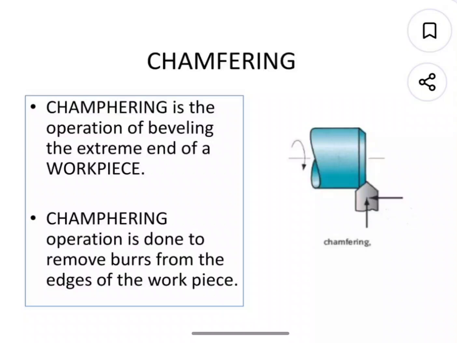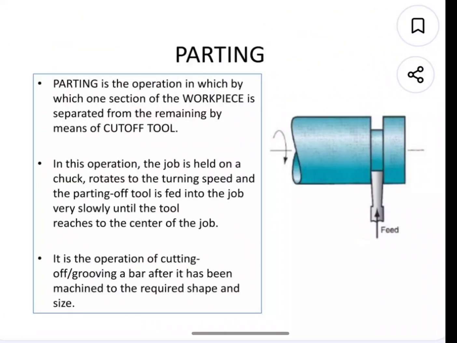The fourth one is chamfering. Chamfering is the operation done along the external end of the workpiece. The chamfering operation removes the burr from the edge of the workpiece.